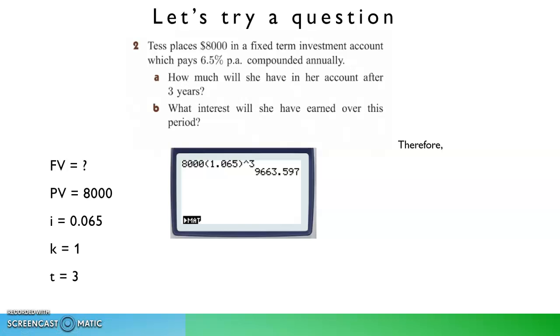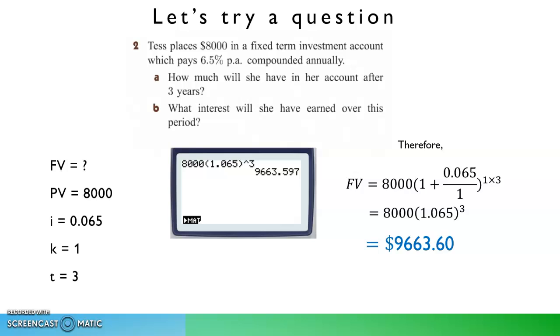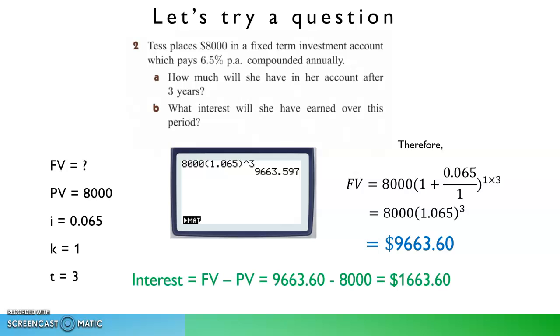Let's substitute the values we know into the compound interest formula. So future value is unknown, so we leave it as that FV. We substitute in our present value, so $8,000. We substitute in our interest rate, so 0.065. We substitute in our compounding periods, which is 1, and then multiply our compounding periods by the number of years they compounded for, which is 1 multiplied by 3. All right, so simplified, that looks like that. Substitute that into your calculator as normal, and you would end up with $9,663.60.